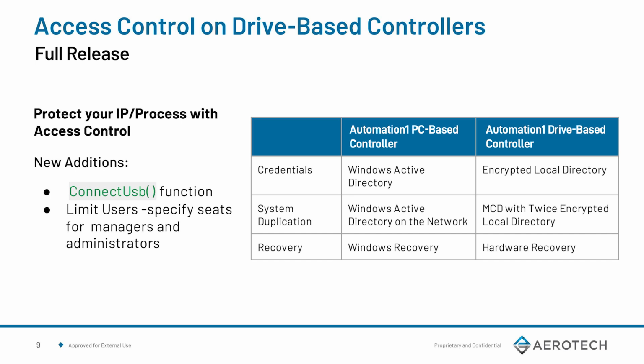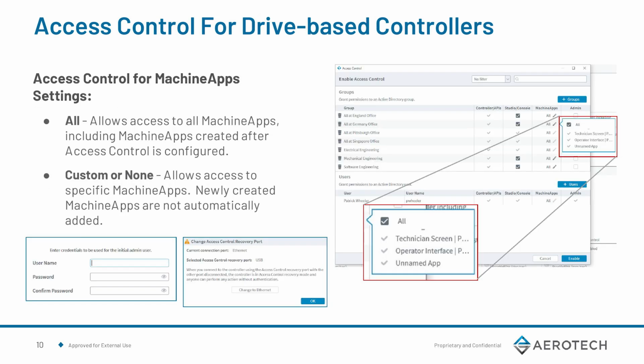Studio will now notify you when you fail to log into a controller due to your Windows restrictions or user credentials. In general, access control will allow users to limit users from specific MachineApp APIs on a case-by-case basis, based on their access level, which can range from custom to all MachineApps. With this feature now included, drive-based controllers are once again more versatile than ever before, and another step closer to the capabilities of a PC-based controller.